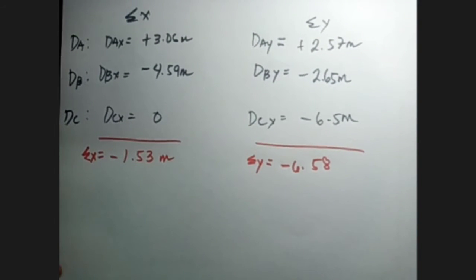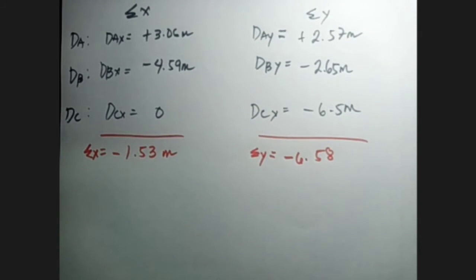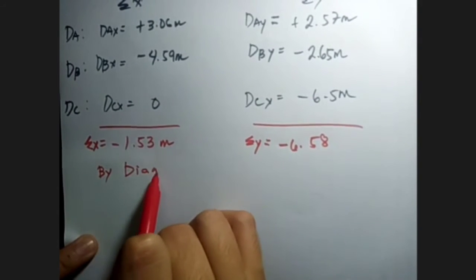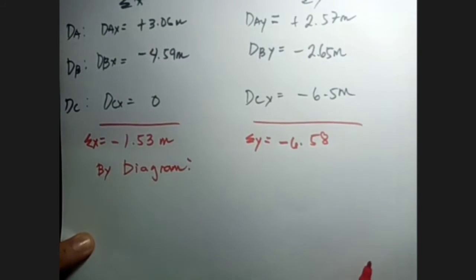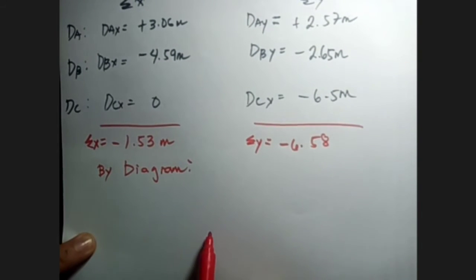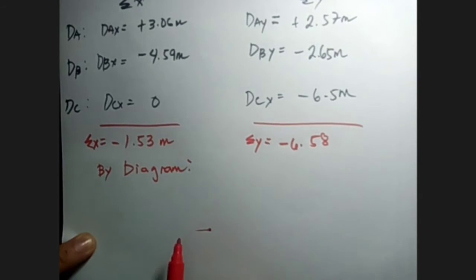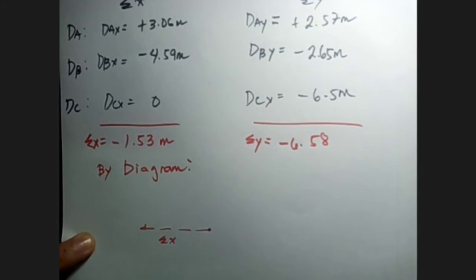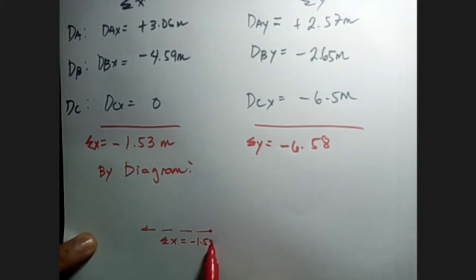Now we already obtained the summation of x and summation of y, the sum of all x and y components of those vectors. Now let us construct the diagram. In this case, we have negative x component. By diagram, we have negative x component. This is the initial position going to the left. So this is the summation of x equivalent to negative 1.53 meters.